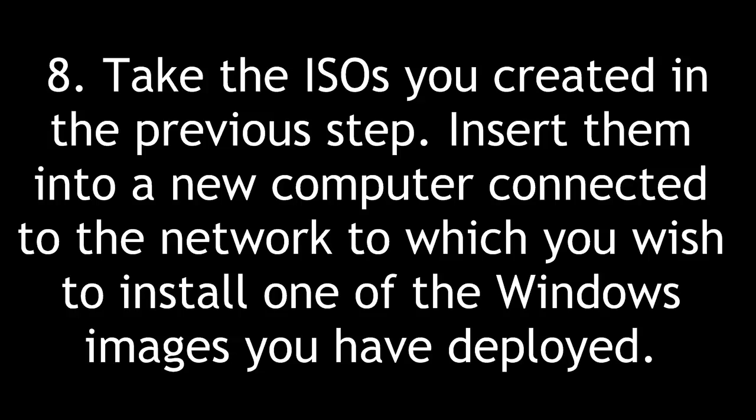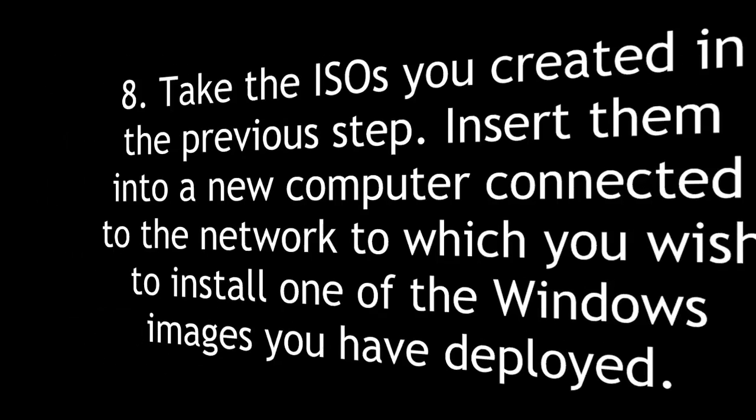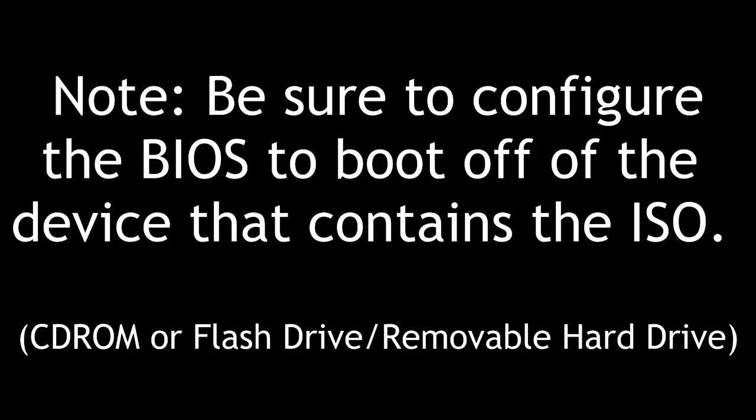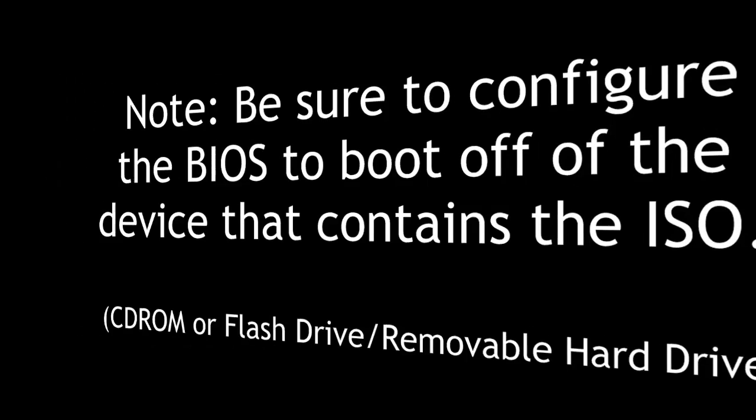In step 8, let's take the ISOs you created in the previous step, insert them into a new computer connected to the network to which you wish to install one of the Windows images you have deployed. Note, be sure to configure the BIOS to boot off of the device that contains the ISO, be it CD-ROM, flash drive, removable hard drive, whatever.